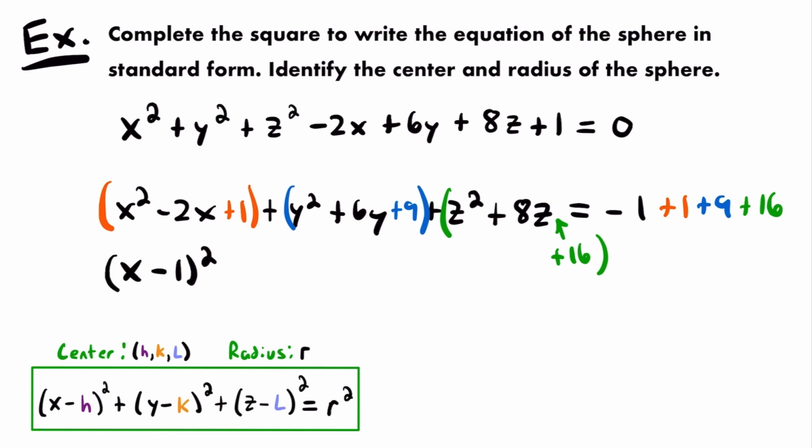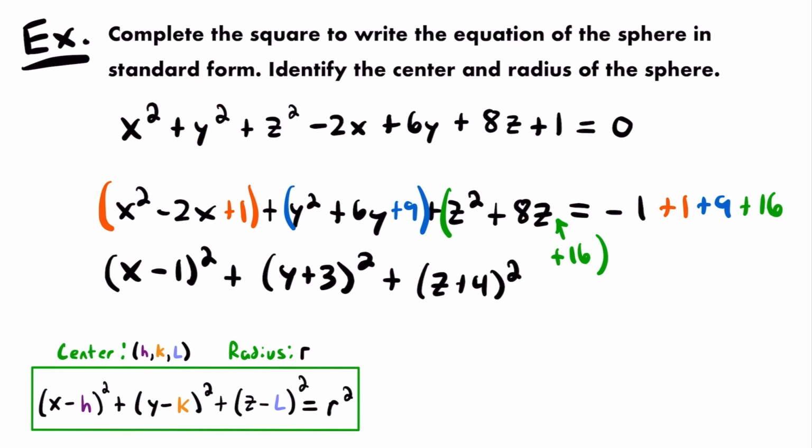All right, and then we'll add that to our y terms, but written in this form. Remember that we divided 6 by 2 and got 3. So to rewrite that, we'll have y plus 3 squared. And then for z, remember we divided 8 by 2 and got 4. So to rewrite that, we'll have z plus 4 squared.